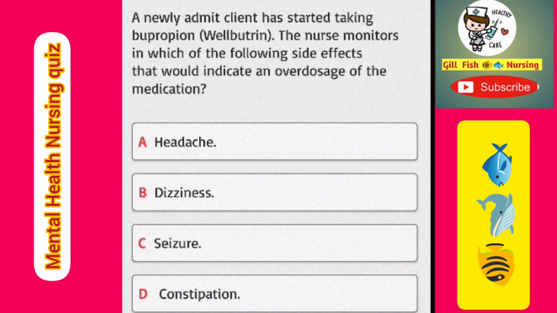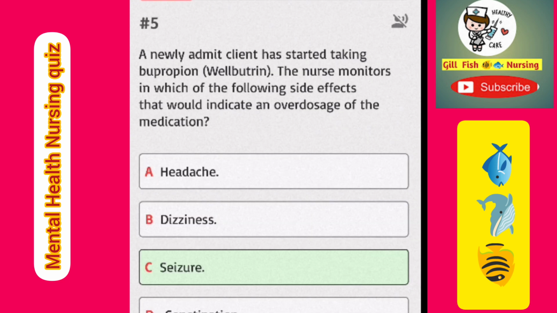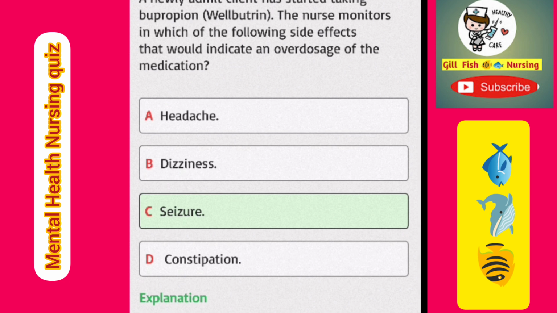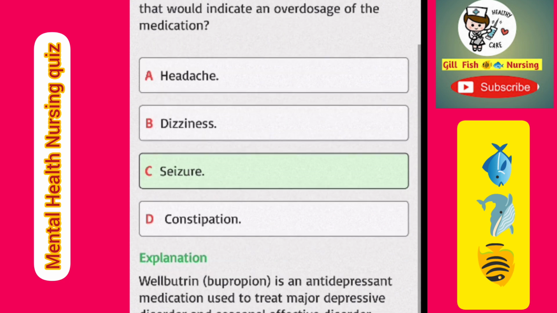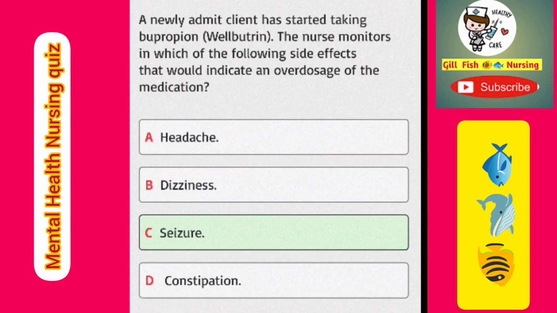Okay, next. A newly admitted client has started taking bupropion. The nurse monitors which of the following side effects that would indicate an overdose of the medication? A, headache, B, dizziness, C, seizure, and D, constipation. What is the correct answer? Can you guess? Seizure. Why? Because bupropion is an antidepressant drug. If you take too much, the side effect of overdose is most probably seizure. So that is the correct answer.